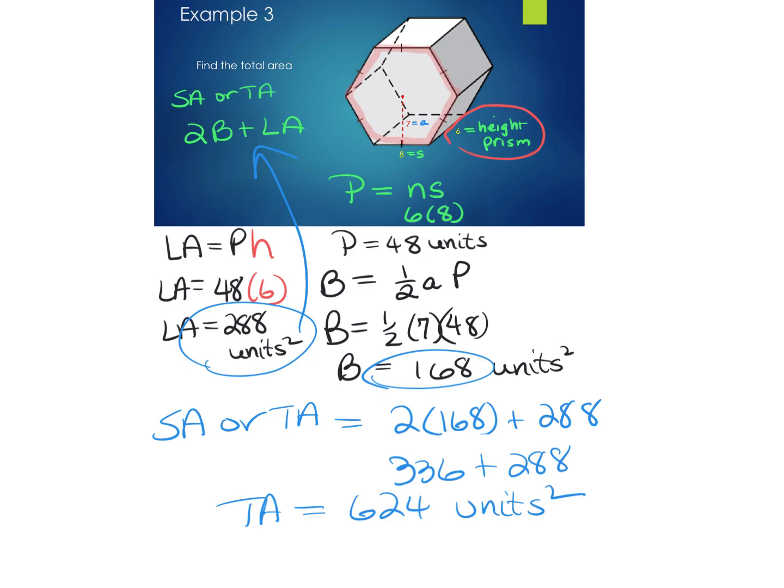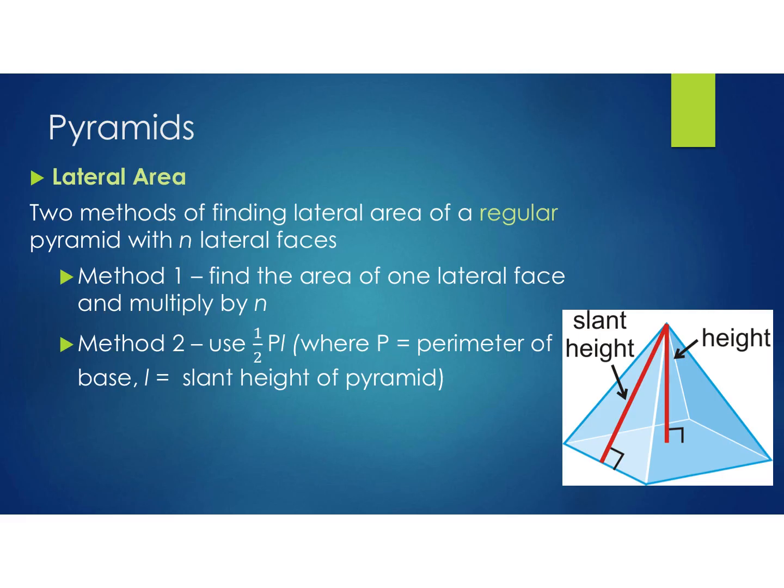Next, we'll talk about pyramids. When we need to find the surface area of a pyramid, we need to find the lateral area, and there are 2 methods. Notice in the pyramids, all of our lateral faces are triangles. So method 1 would be to find the area of one lateral face and then multiply it by however many triangles you see. Now, this only works when it's a regular pyramid.